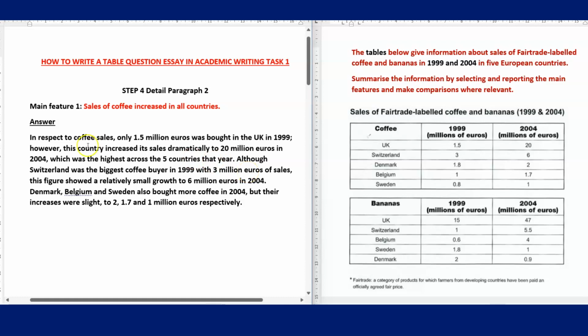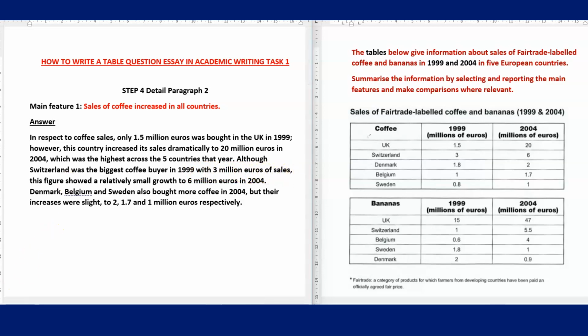Although Switzerland was the biggest coffee buyer in 1999. So if you check 1999 coffee buyers, 3 for Switzerland, highest among all of them. So when you are looking at it, you can just make all these comparisons. Look at the highest, the lowest, everything has to be checked. You have to make sure that you are writing a very good essay. Switzerland was the biggest coffee buyer in 1999 with 3 million euros of sales.